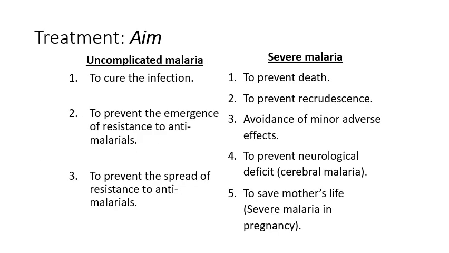So the treatment of uncomplicated malaria is to cure the infection, to prevent the emergence of resistant anti-malarials and to prevent the spread of resistant anti-malarials. Severe malaria treatment is to prevent death, to avoid adverse effects, to prevent neurological deficit, to save the mother's life in case of pregnancy, to prevent recrudescence. So when we treat malaria, we assume we've treated malaria, but the treatment wasn't complete or was subpar. Someone could have a reactivation of malaria that was already present, and that's what we refer to as recrudescence.